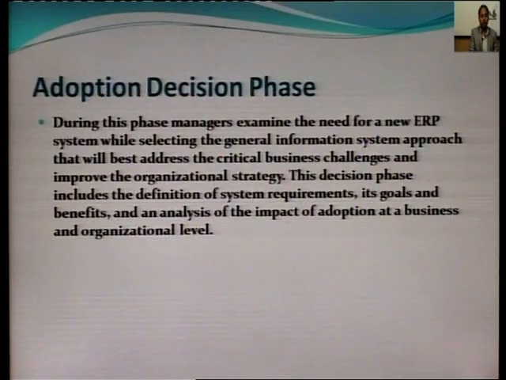The first phase is the adaptation decision phase. During this phase, managers examine the need for a new ERP system while selecting the general information system approach that will best address the critical business challenges and improve the organizational strategies. This decision phase includes the definition of system requirements, its goals and benefits, and an analysis of the impact of adaptation at the business and organizational level.